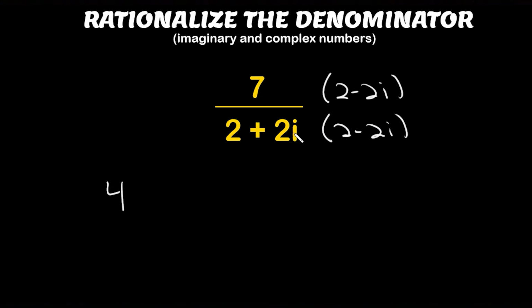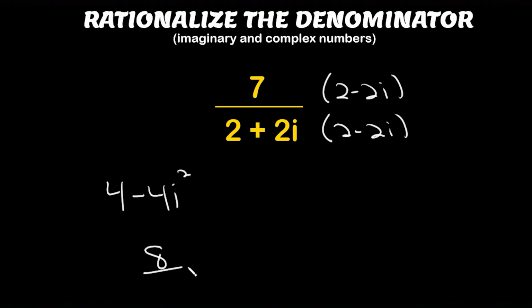And then I have to do last, 2i times a negative 2i. That's going to give me negative 4i squared. Okay? And we know that i squared is really negative 1. So I'm doing negative 1 times a negative 4. That's positive 4. So in my denominator, I'm left with 8.